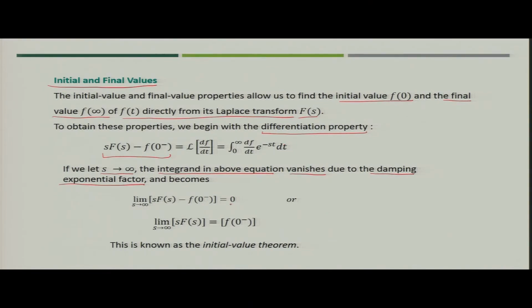So, when it becomes 0, you can simply write it as limit s tends to infinity, s F(s) minus the value of the function at 0 equal to 0. Or you can write, because this value will be a constant, limit of s tends to infinity, s F(s) is the value of the function at time t equal to 0. So, this particular property is known as the initial value theorem.